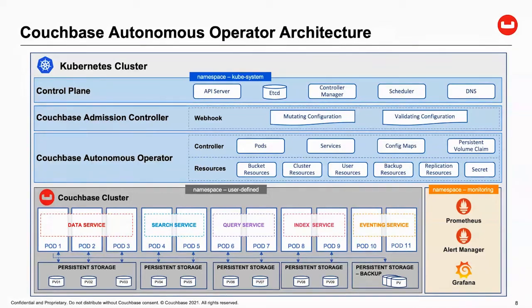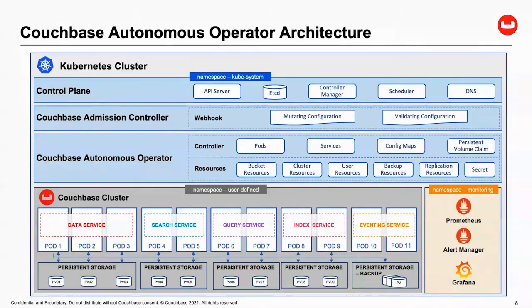Most notably, it manages things like configuration data, state data, and so forth. And beneath that, we have the Couchbase Admission Controller, and that's going to handle things like mutating configurations and validating the configurations using webhooks. And then beneath that is where the Couchbase Autonomous Operator is going to operate. And that's going to control the pods, the services, config maps, your various resources, buckets.